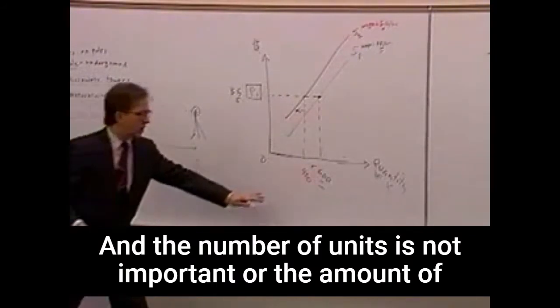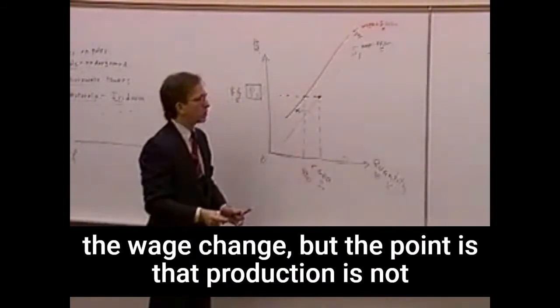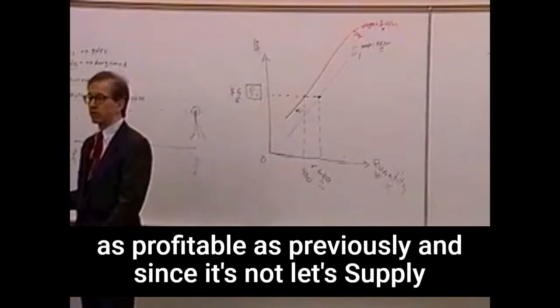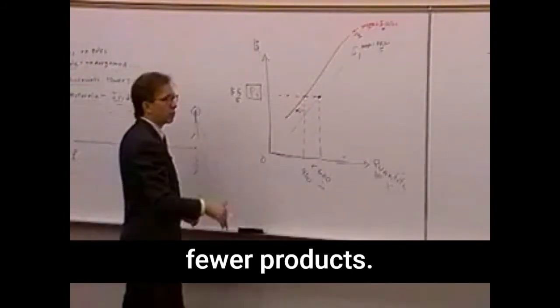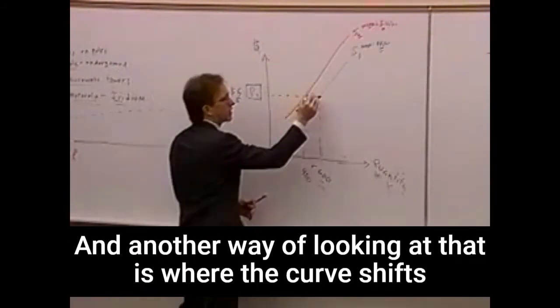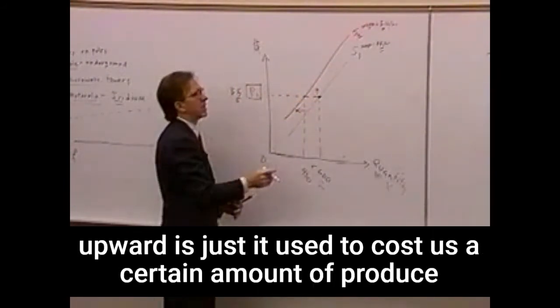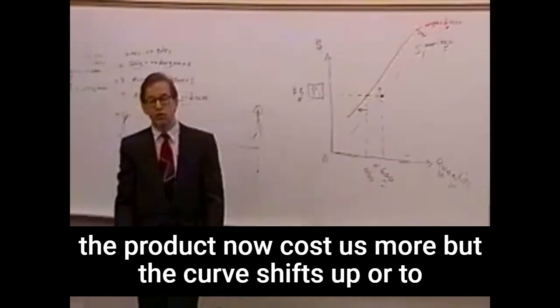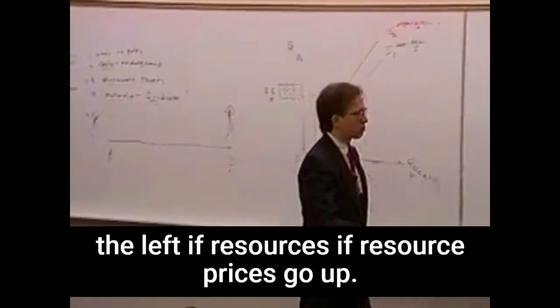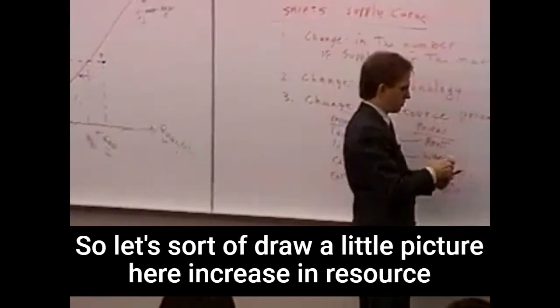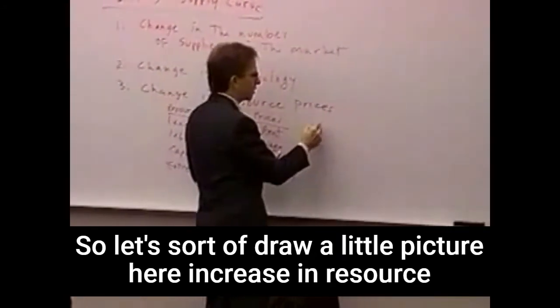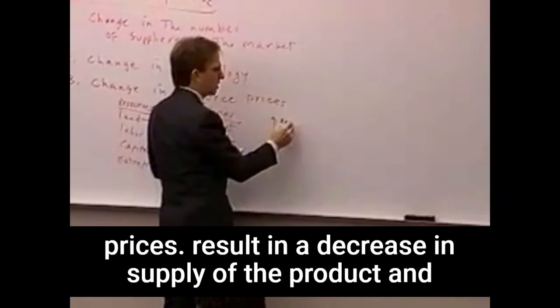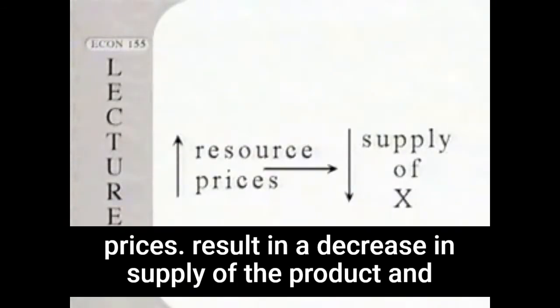The number of units is not important, or the amount of the wage change, but the point is that production is not as profitable as previously, and since it's not, let's supply fewer products. Another way of looking at this, where the curve shifts upward, is that it used to cost us a certain amount to produce the product, now it costs us more. The curve shifts upward to the left if resource prices go up. So let's draw a little picture here. An increase in resource prices results in a decrease in supply of the product.